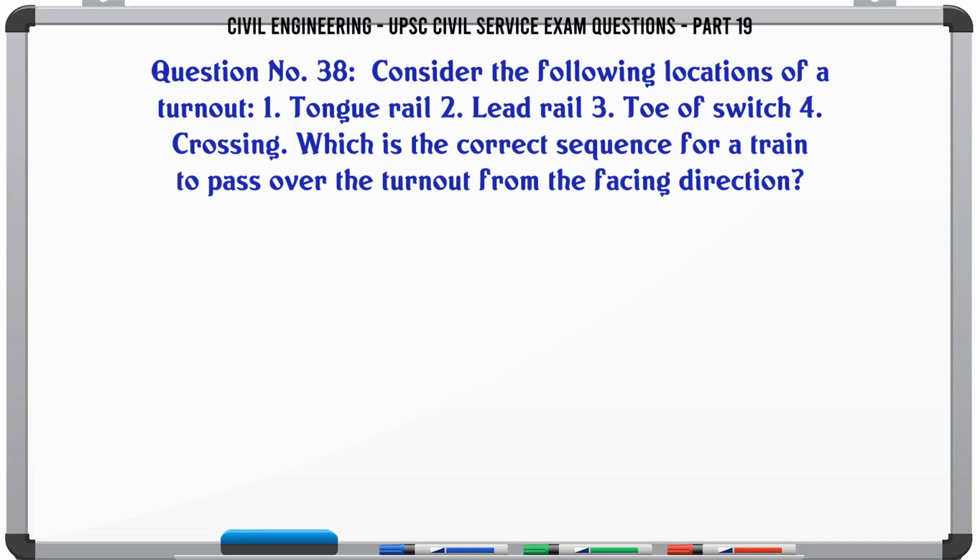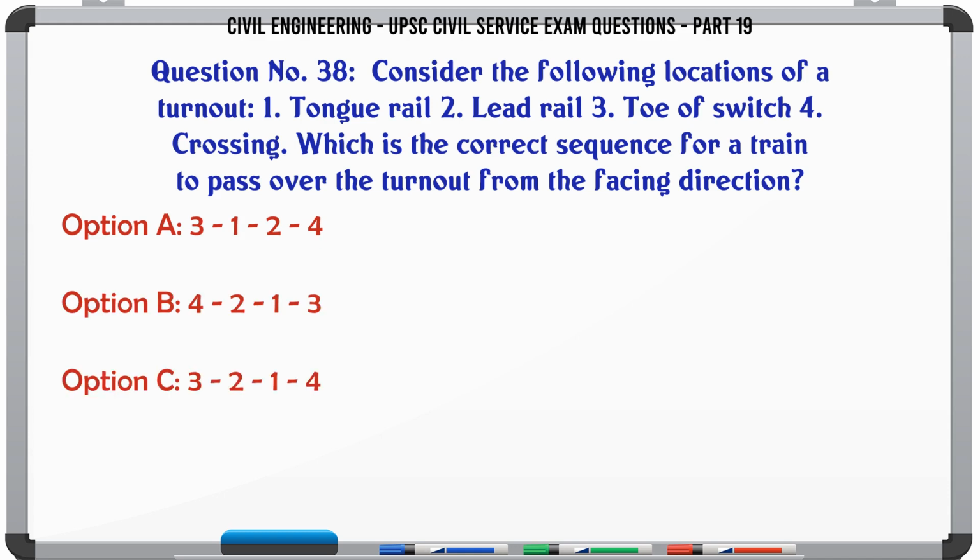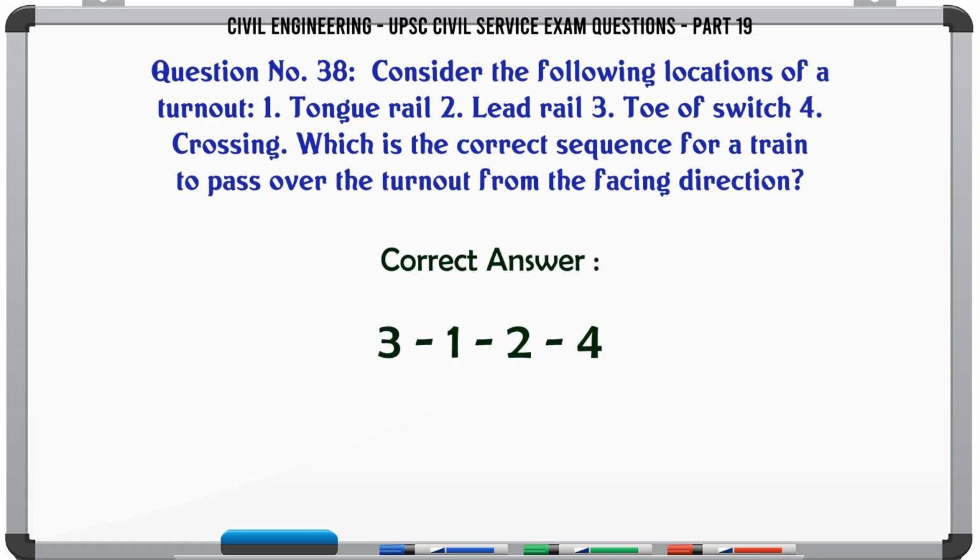Consider the following locations of a turnout. 1. Tongue rail 2. Lead rail 3. Toe of switch 4. Crossing. Which is the correct sequence for a train to pass over the turnout from the facing direction? A. 3 1 2 4, B. 4 2 1 3, C. 3 2 1 4, D. 4 1 2 3. The correct answer is 3 1 2 4.